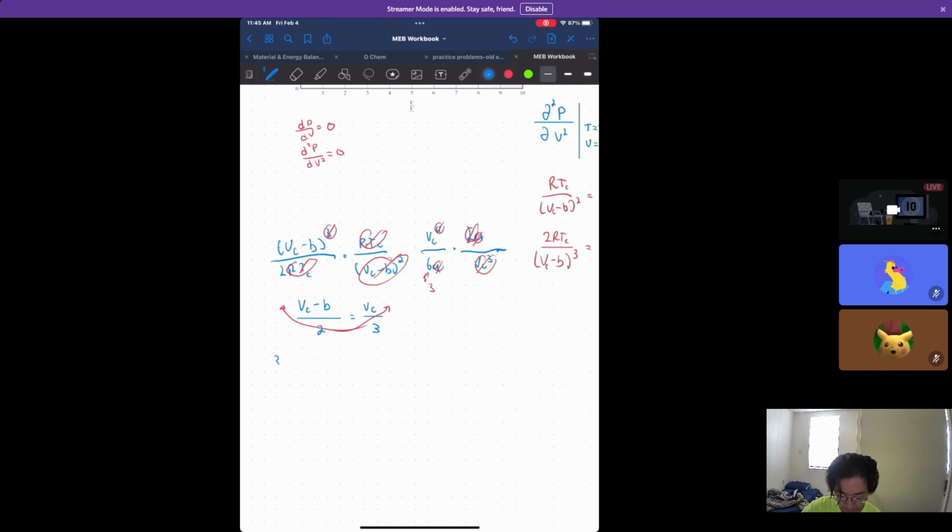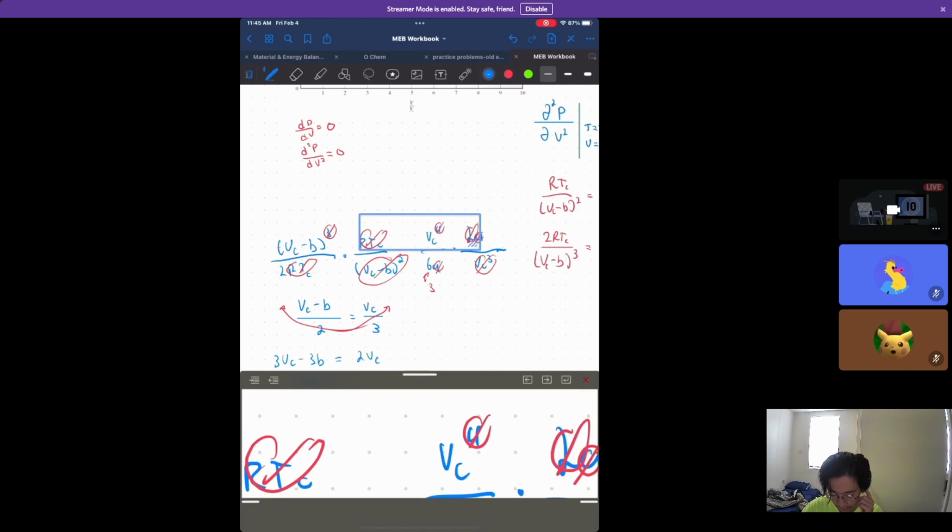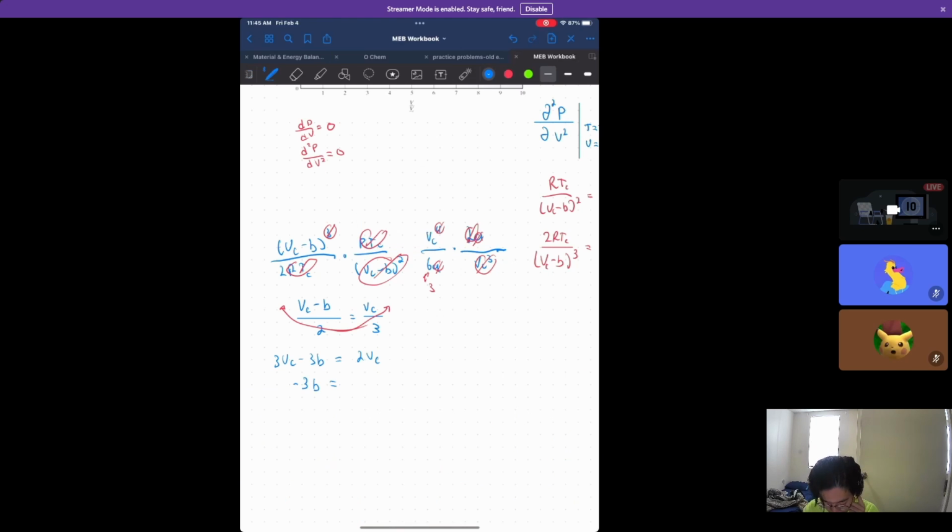We now have 3VC minus 3B equals 2VC. Okay, now let's isolate B. Negative 3B equals, oops, I did not want to bring that up. Minus VC. B equals VC over 3. There we have it. We now have our B term.